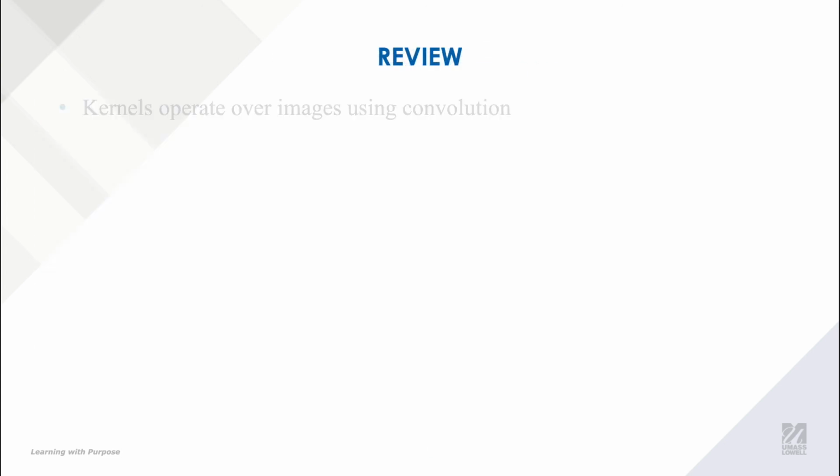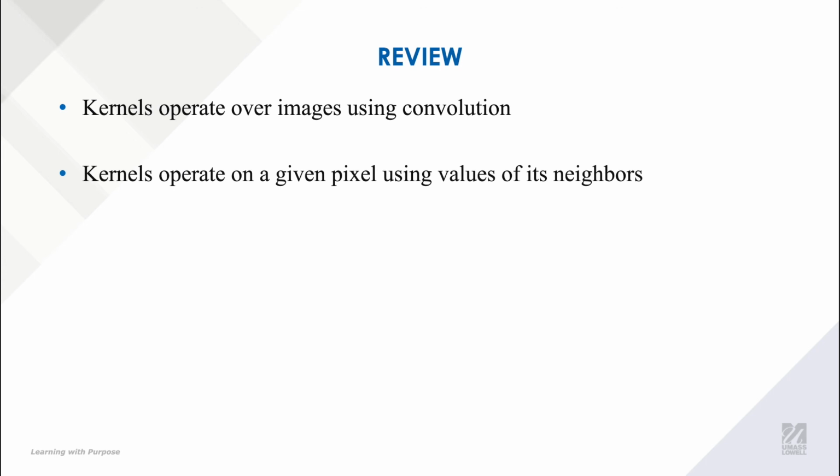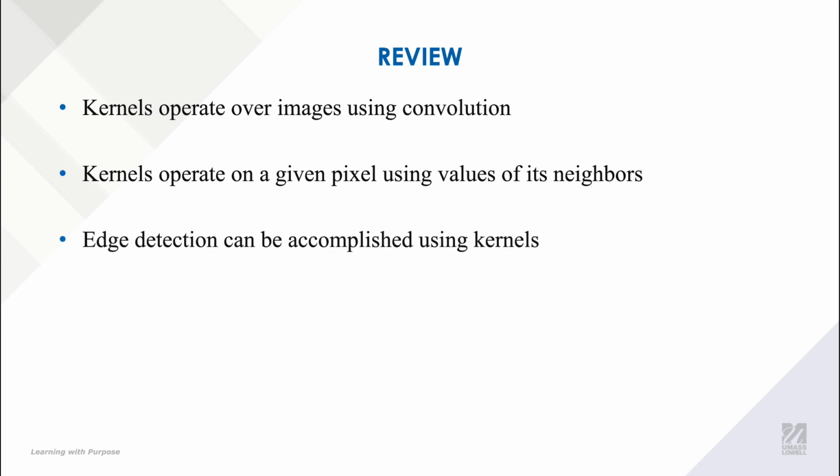So let's review. Kernels operate over images using convolution. We basically do that by sliding the kernel over the image so that it operates on a given pixel using the values of its neighbors, and we can use these kernels to accomplish edge detection, which is one critical component in developing our lane detector.